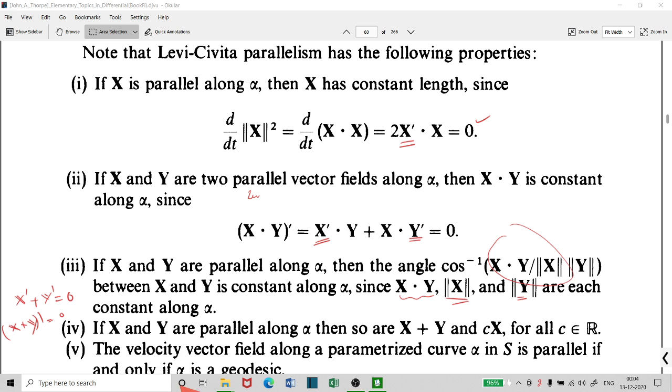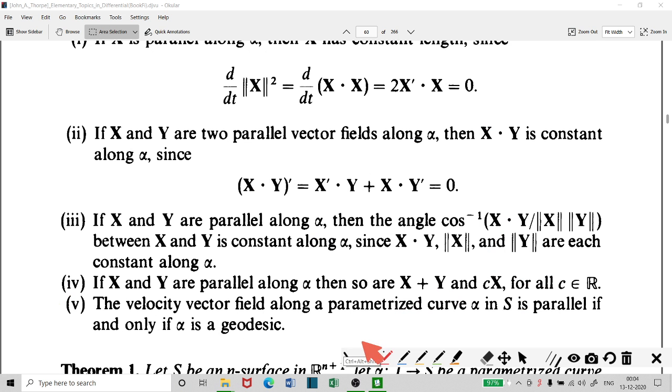Now we have the fifth property. The velocity vector field along a parameterized curve alpha in S is parallel, that is Levi-Civita parallel, that is, the covariant derivative is 0, if and only if alpha is a geodesic. Okay, we already discussed this in the beginning session of this lecture. The covariant derivative of alpha prime is 0 if and only if the covariant acceleration is 0. So these are the 5 important properties of the covariant derivative. Next we will discuss the theorem on this covariant derivative in the next class.